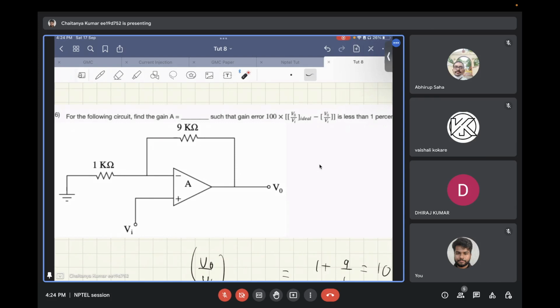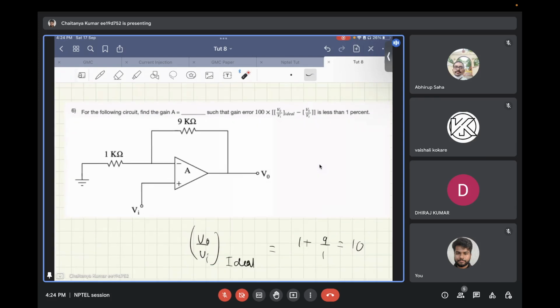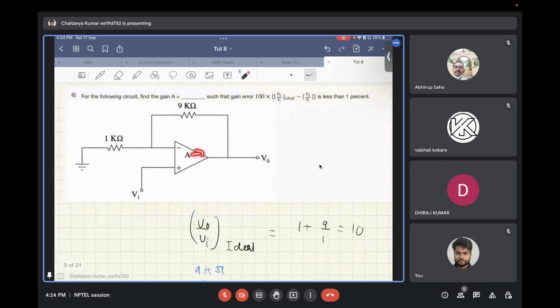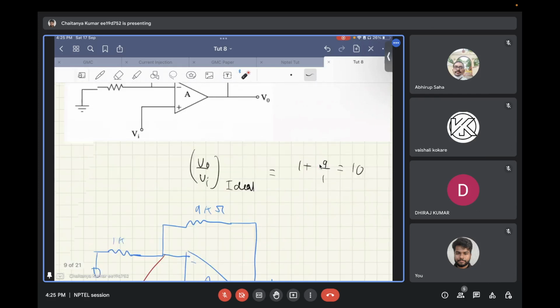Okay, let's see the solution for this. First of all, had this gain been infinite, there would be a perfect virtual ground, so this voltage will be equal to Vi. Since this is a non-inverting configuration, the gain from input to output will be RF by R1 plus 1, where RF is equal to 9 kilo ohm and R1 is 1 kilo ohm. So the ideal gain that you get is 10.